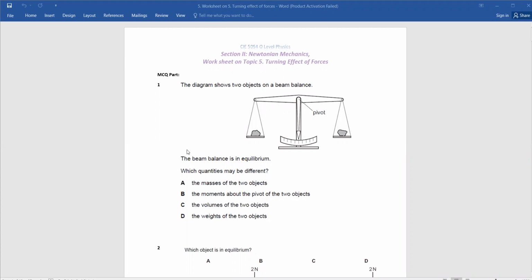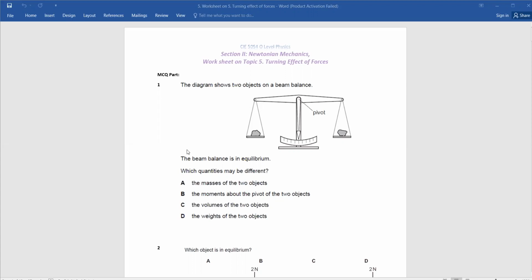So, one is wrong, right? Yes. One you gave A. The question: which quantities may be different when the beam balance is in equilibrium. So if they are balanced, then they are in equilibrium.